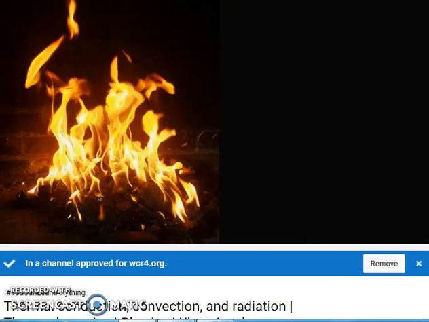When we observe what we call fire, we have this combustion reaction going on, and then we see these flames. What we're really observing are the three forms of thermal energy transfer. We're observing conduction, convection, and thermal radiation all at the same time.